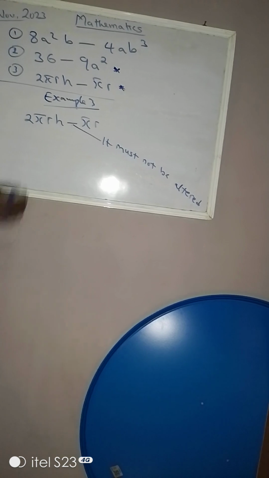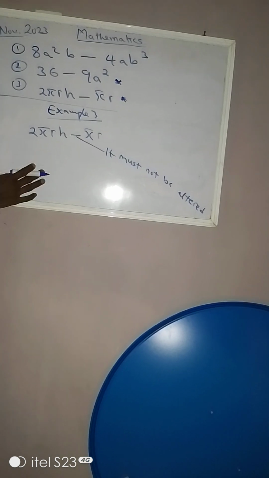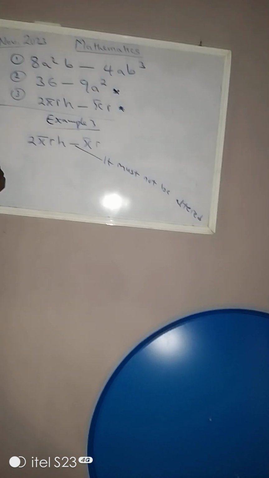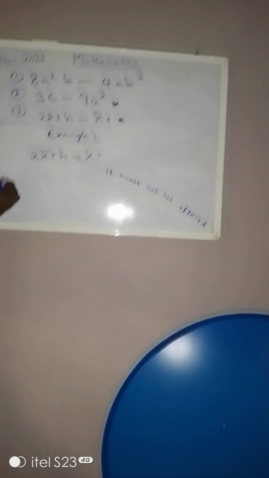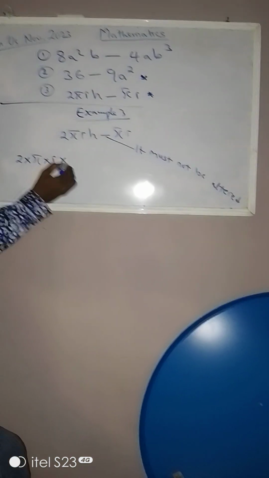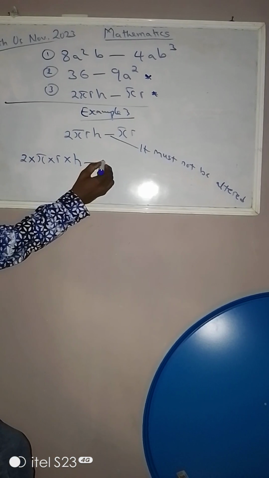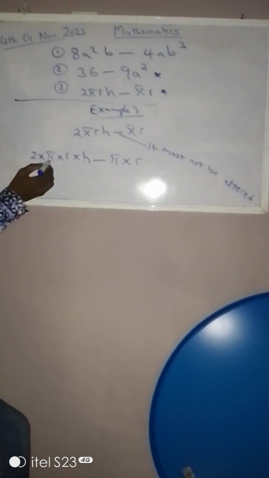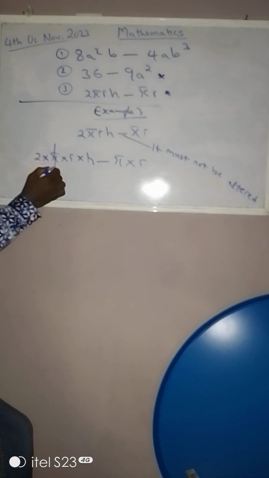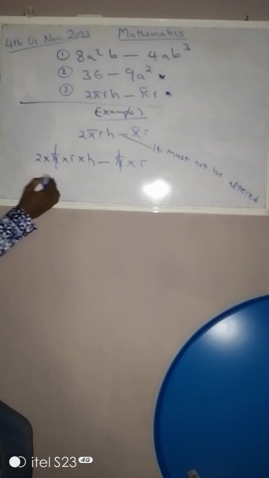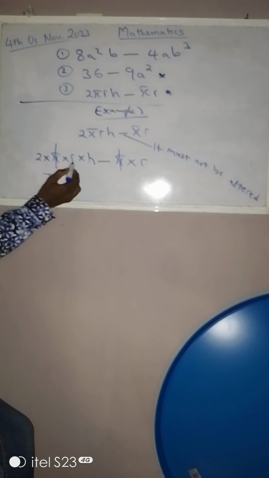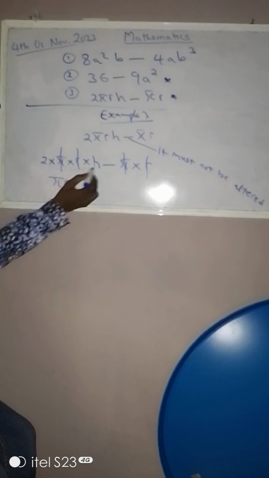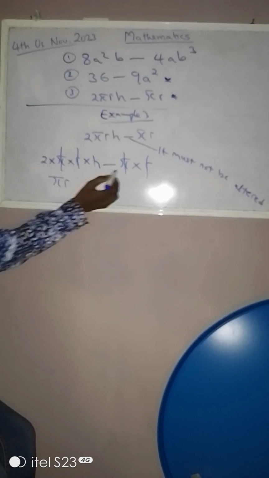Do you understand? So what we are going to do is use the vertical concept. Let's split it out. We have 2 times pi times r times h minus pi times r. Now our vertical concept is that we have pi here and pi here, so we cancel this out and bring it out. Then we have r here and r here, we cancel this out and bring it out. Nothing else is common.